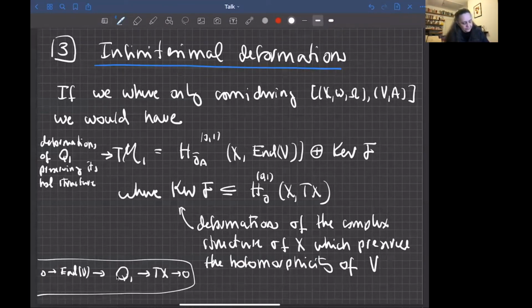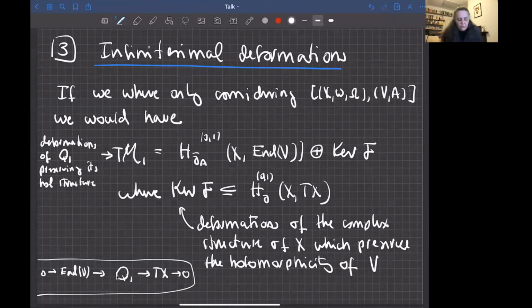So the deformations of this bundle preserving holomorphic structure are given by, one can prove, even in a very pedestrian way, the direct sum of the deformations of the bundle itself, of course deformations that preserve the holomorphic structure, but we are also deforming simultaneously the complex structure of the manifold, right?